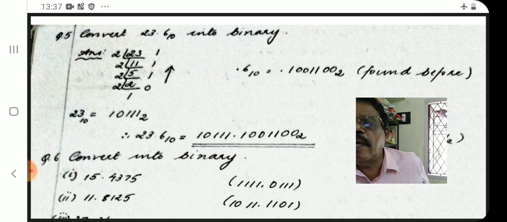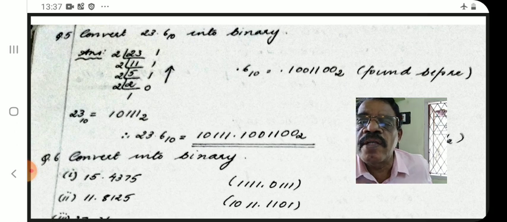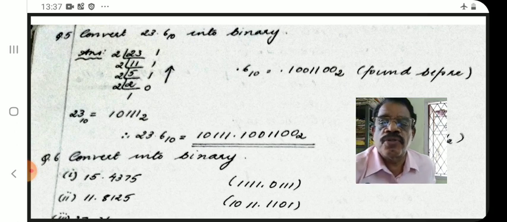So 23 to the base 10 is equal to 10111 to the base 2. Therefore 23.6 to the base 10 is equal to 10111.10011000 to the base 2.